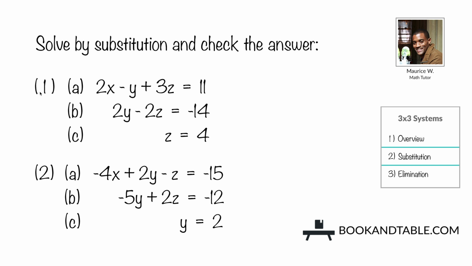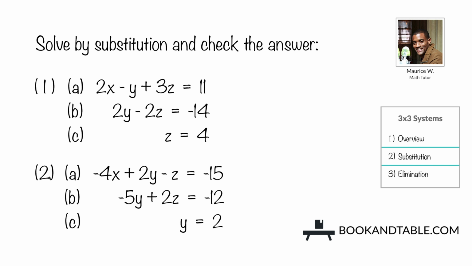Question number 1, equation A, 2x minus y plus 3z is equal to 11. Equation B, 2y minus 2z is equal to negative 14. And equation C, z is equal to 4.